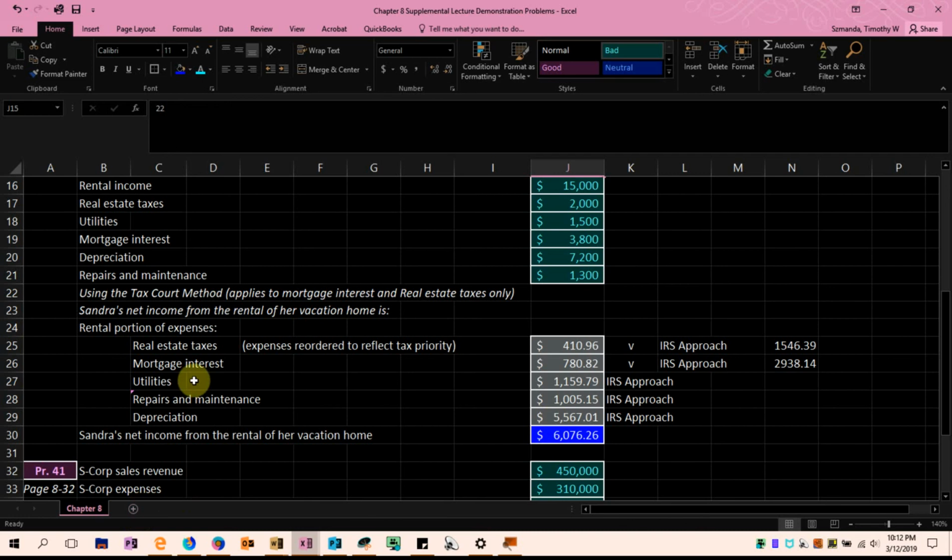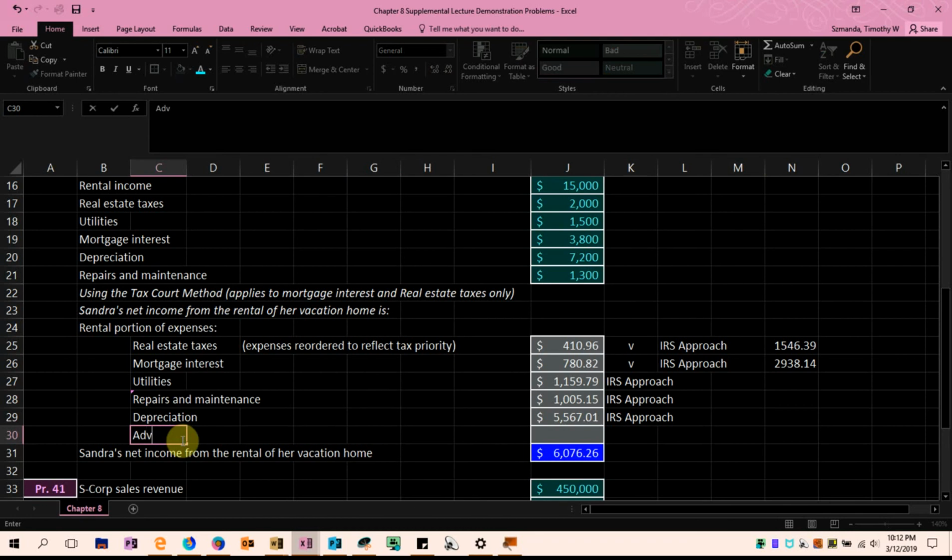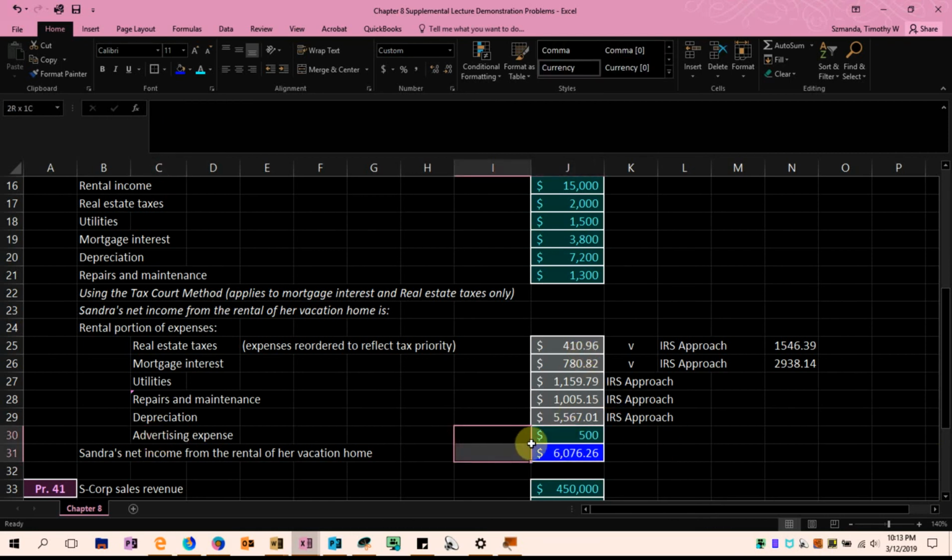Now, expenses, we don't have any in this problem, but what if we had expenses that directly related only to the rental property? And one that comes to mind for me, and I'm just going to insert this temporarily, is advertising expense. Well, if we have advertising expense, there's no calculation needed. There's no allocation to be done. And so, let's say we had $500 of advertising expenses. We just enter the advertising expense on Schedule E. There's no allocation because this is not a shared expense. This is not shared between personal and rental purposes.